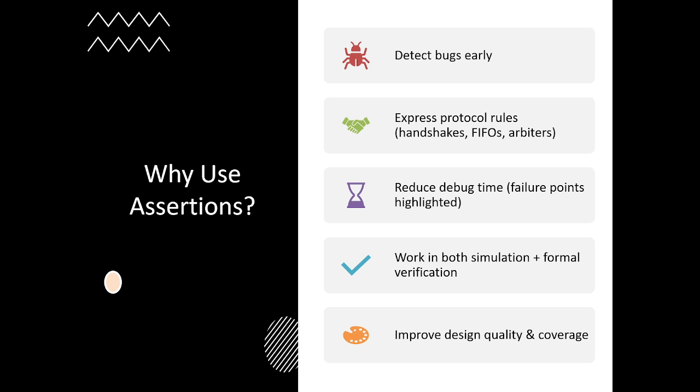Why do we use assertions? They help us catch bugs in the early stages, close to the source. They improve observability, reduce debug time, and ensure protocol compliance. For a specific design, we have a set of rules, and those rules should be followed by the design. They also complement coverage by telling us not just that an event happened, but whether it happened correctly or not.